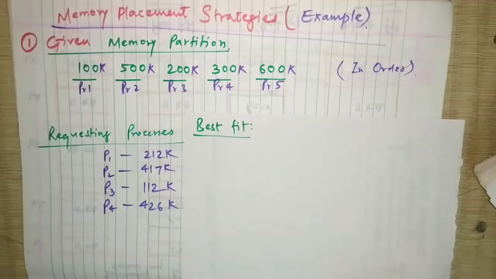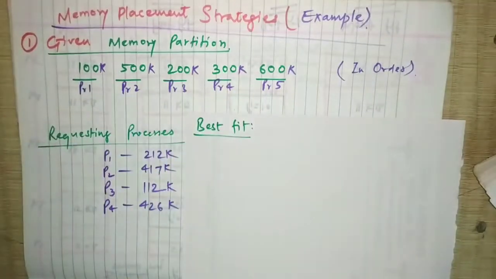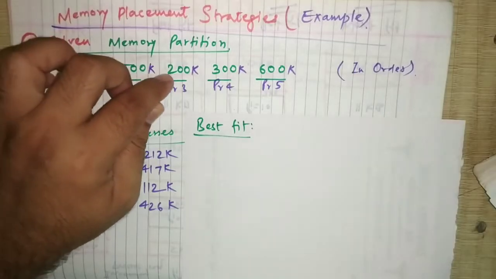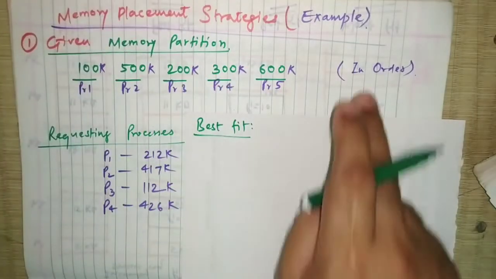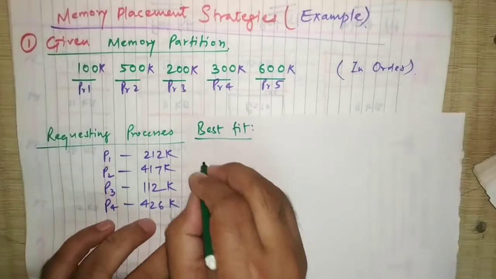So this is the previous example that we have seen. We have partitions 1, 2, 3, 4, 5, so 5 partitions are available: 100k, 500k, 200k, 300k and 600k. These are in order. And the requesting processes are P1, P2, P3, P4 having these requirements. According to the best fit, we need to see how this will happen. First we'll start with the process P1.